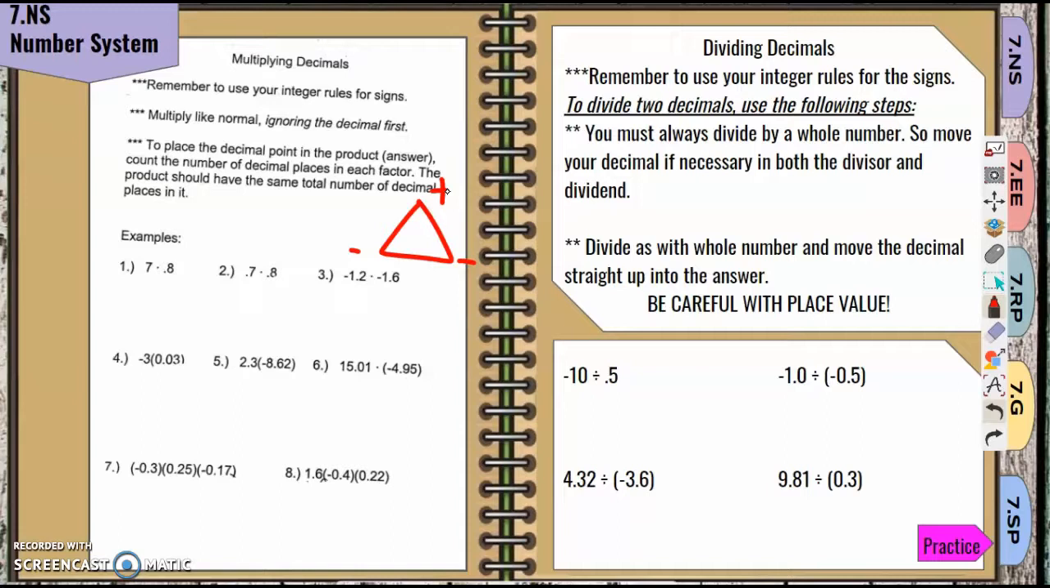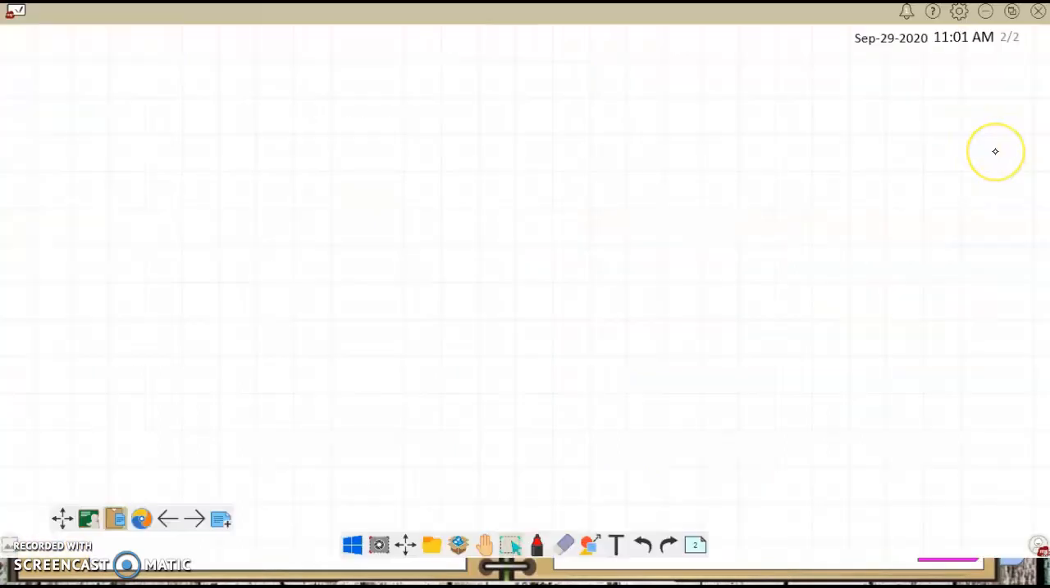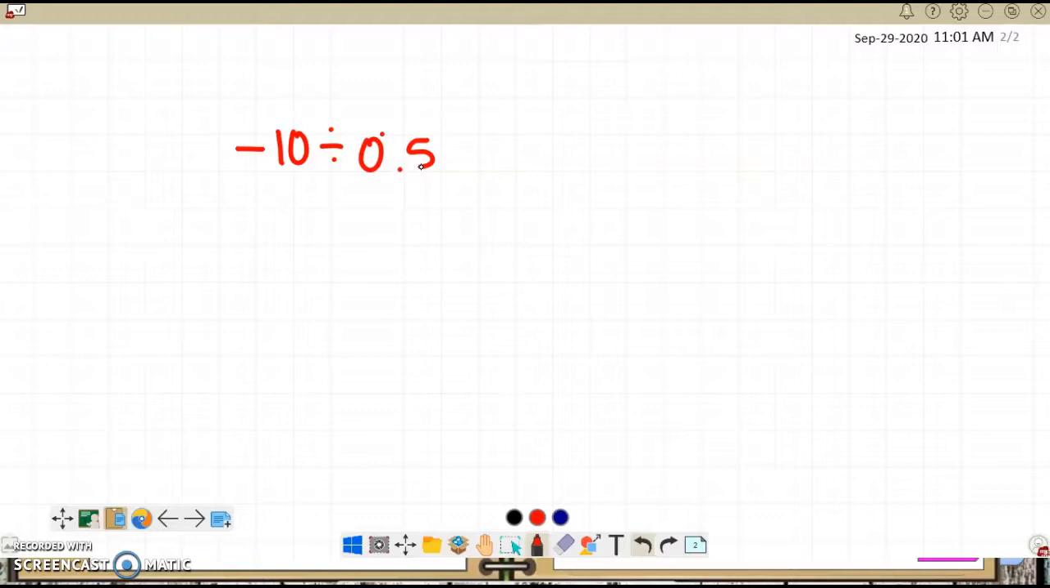So we have negative 10 divided by 5/10. If I have a piece of graph paper, or a grid like you have on the paper copy of your journal notes, and I have negative 10 divided by 5/10. So I'm dividing by 5/10. 5/10 is going to go outside the house. So on this graph paper, I'm going to put 0.5.